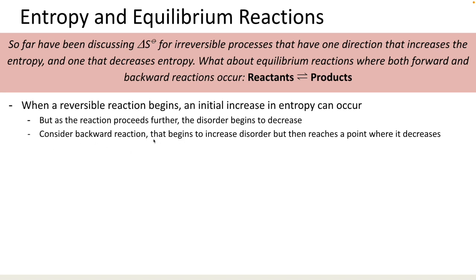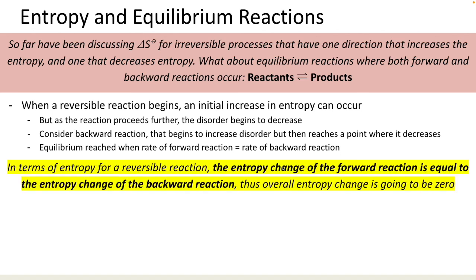Then consider the backward reaction. That begins to increase disorder until it doesn't, until the disorder of the backward reaction begins to decrease. So then there reaches a point where it decreases. So the equilibrium position is reached when the rate of the forward reaction is equal to the rate of the backward reaction. So in terms of entropy, the entropy change of the forward reaction is going to be equal to the entropy change of the backward reaction. And what this means is that the overall entropy change in an equilibrium reaction is going to be 0.